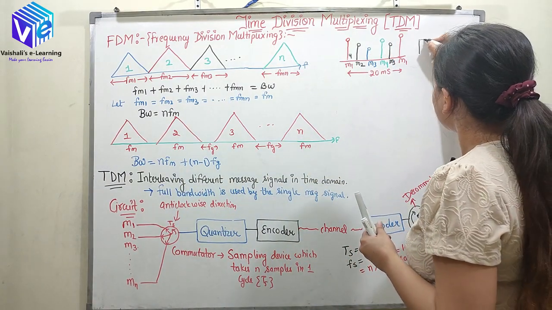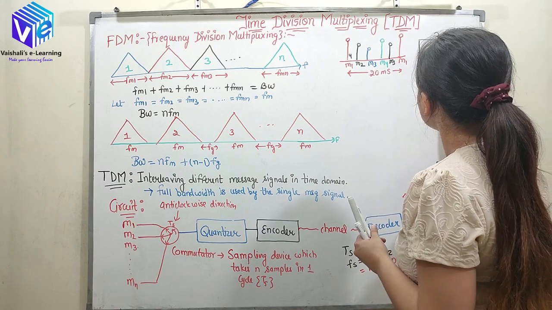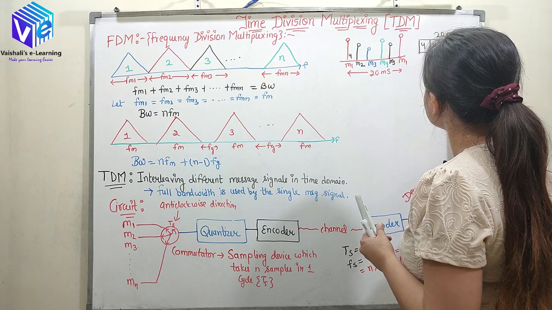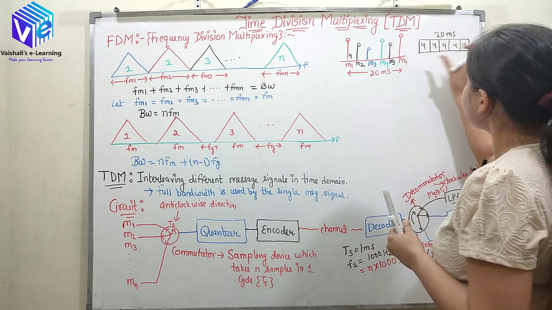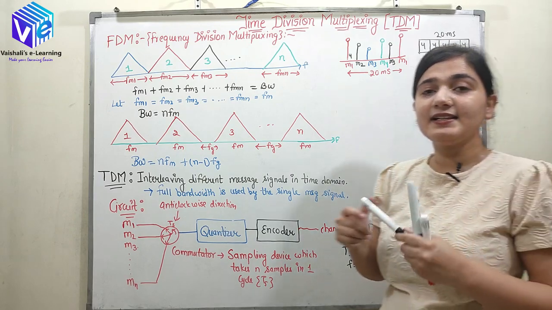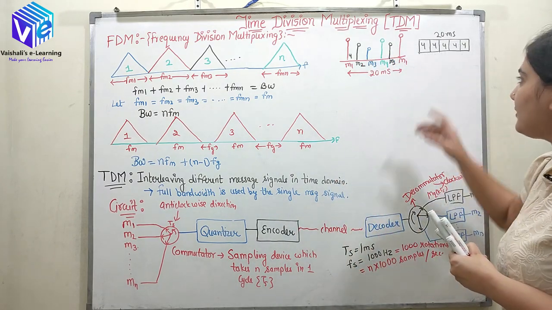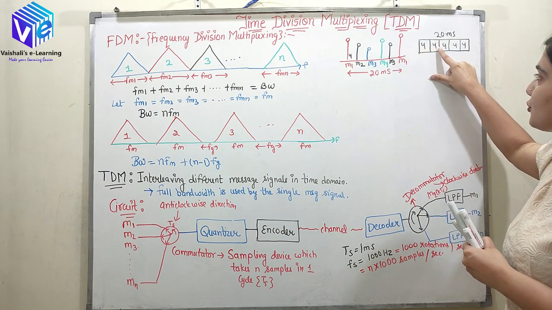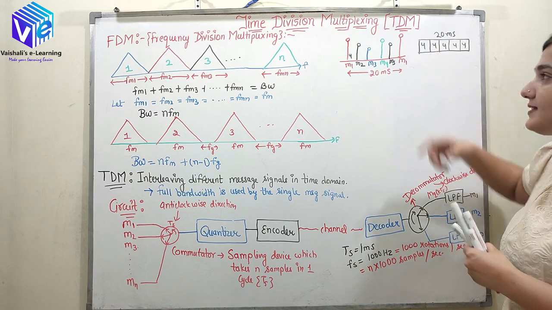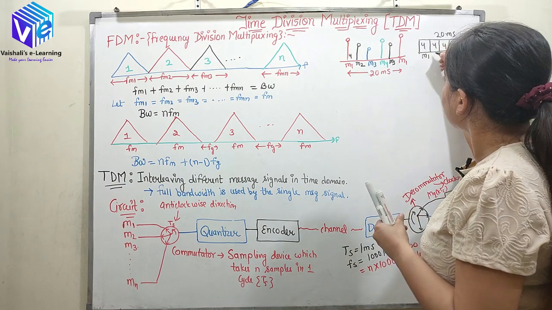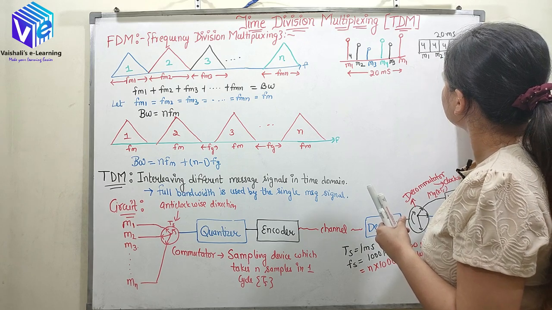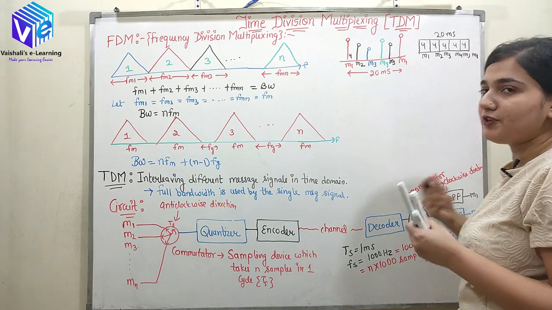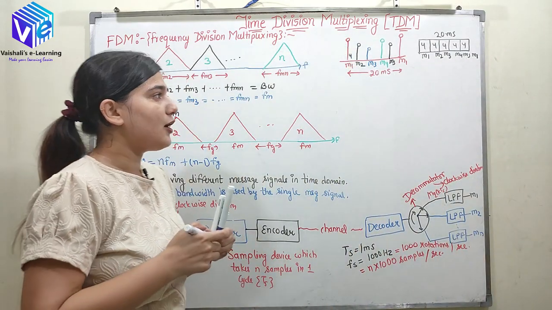So here I have 20 milliseconds, divided into 4 millisecond slots. So I am sending 5 message signals in this same time period. Here I am taking the first sample of the first message signal, and this is the first sample of the second message signal. So this was M1, M2, M3, M4, M5, then again I'll have M1, which is going again for 4 milliseconds. So now I hope you understood.